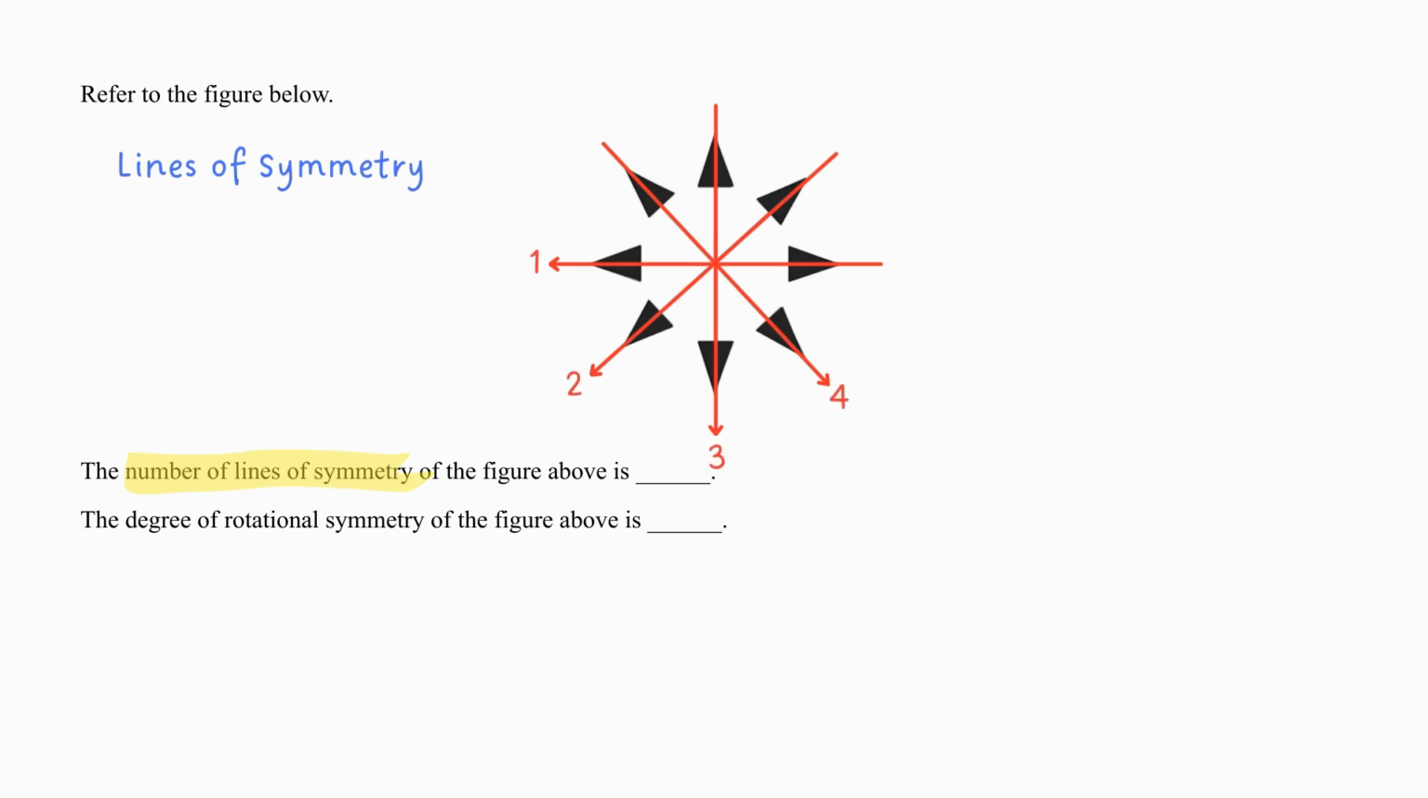You can also draw a line exactly halfway between each arrow. If you fold the shape there, the arrows on the left will land perfectly on the arrows on the right. That gives us another 4 lines. Therefore, the total lines of symmetry are 4 plus 4, which is equal to 8.